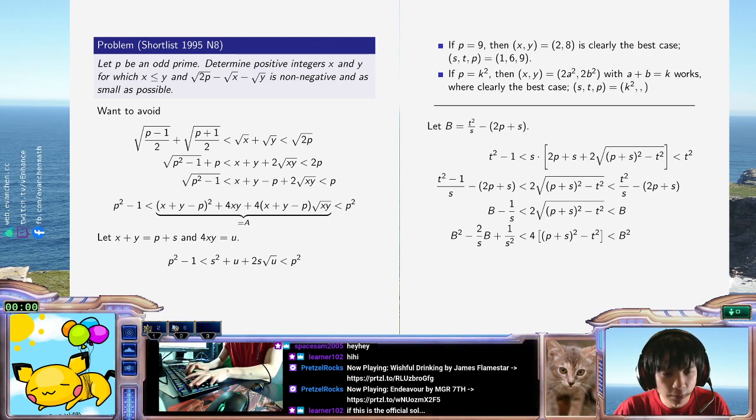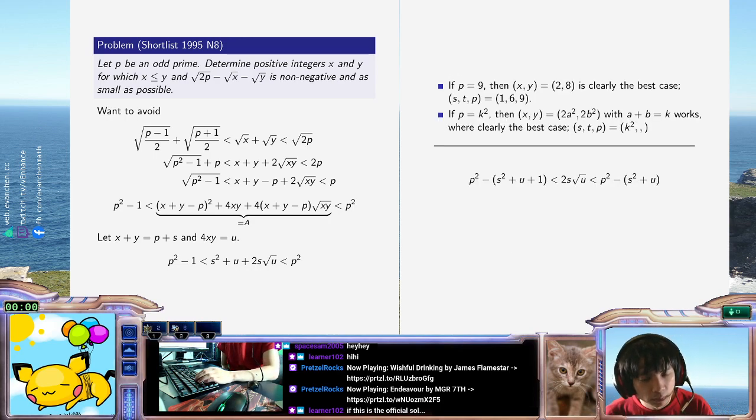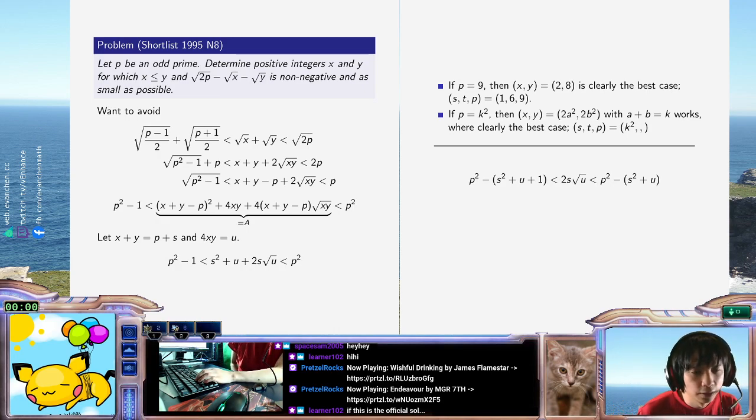Okay, so p squared minus 1 minus s squared plus u is 2s root u. And this is supposed to be less than p squared minus s squared plus u. Is there a way I can simplify p squared minus s squared? Because x plus y is equal to p plus s.